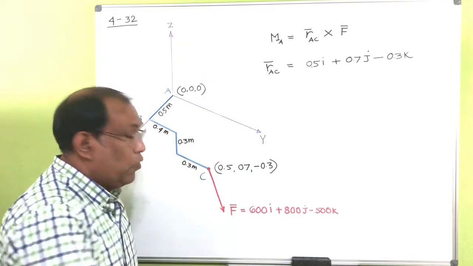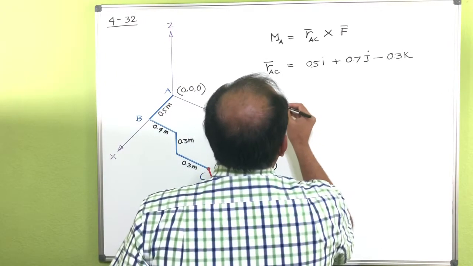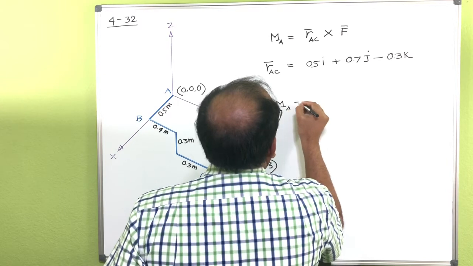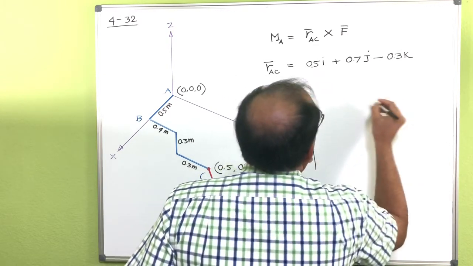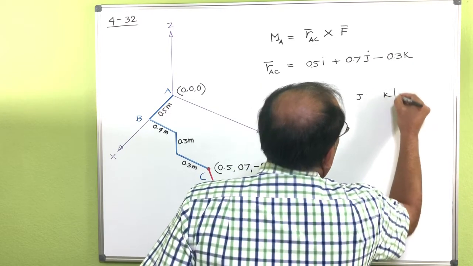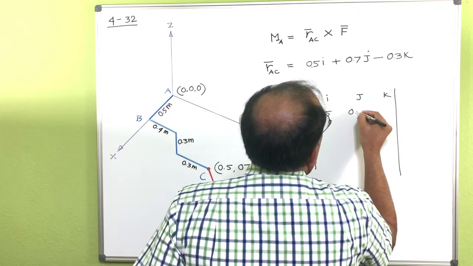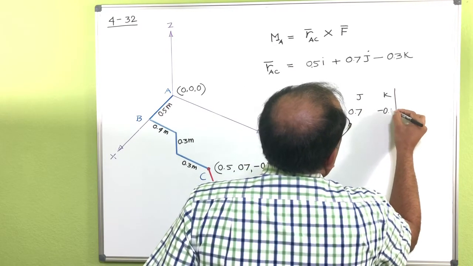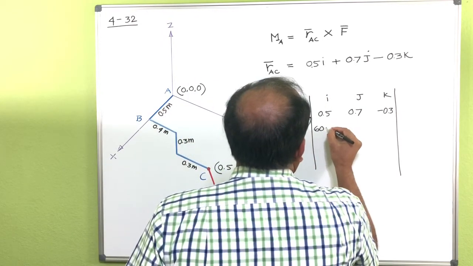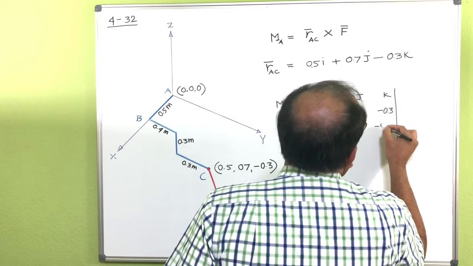And they gave you the force vector. So your moment at A would be the determinant of i, j, k, then the position vector 0.5, 0.7, minus 0.3, and here the force vector, 600 i component, 800 j component, and minus 500 k component.